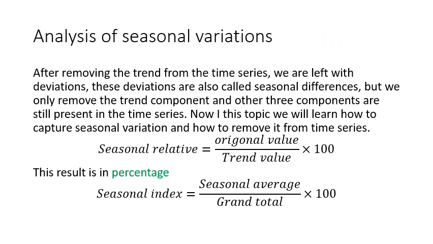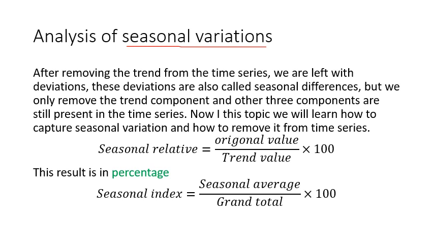Now we will discuss the analysis of seasonal variations. As you know, our time series data has four kinds of variation. Number one is secular trend. Number two is seasonal variation. Number three is cyclical variation, and number four is irregular variation. We have dealt with the first kind of variation, the secular trend, and we have estimated the trend values and eliminated the trend from the data. Now we have to deal with seasonal variation.